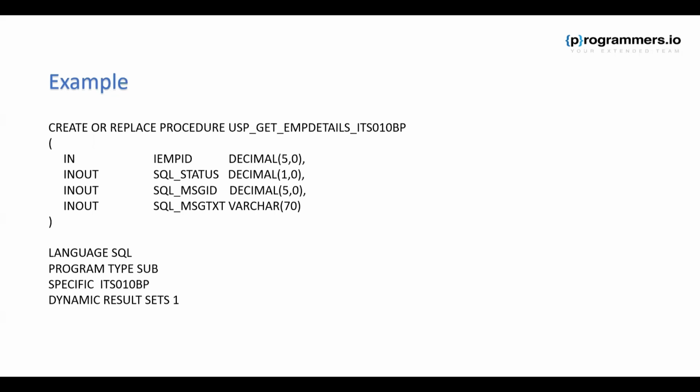Firstly, this is not a mandatory keyword in a stored procedure. Then why do we use it? If you do not use PROGRAM TYPE SUB in a stored procedure, then the stored procedure object will be created as a PGM, not a service program.